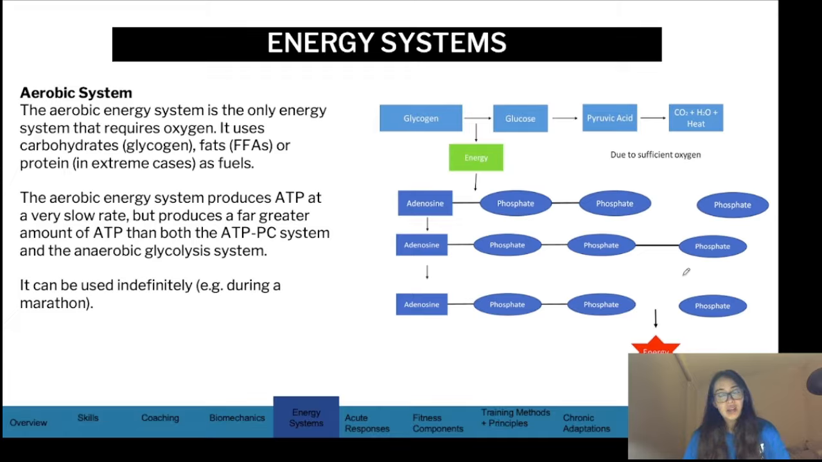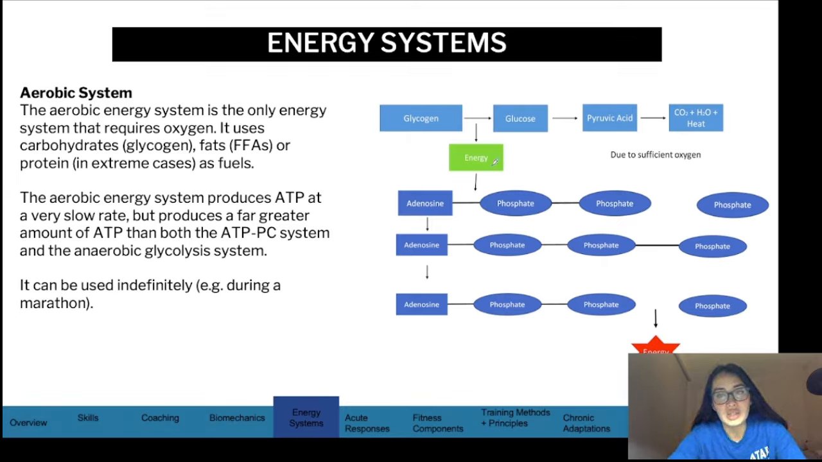So pretty much it just requires oxygen, it can break stuff down. It produces way more ATP, but at a very slow rate. So slow rate of ATP, but a far greater amount than any of the other systems. And it can be used indefinitely, such as during a marathon. Pretty much until all your glycogen and your fats run out. And it would take quite a while for fats to run out, because fats are stored up in the body.